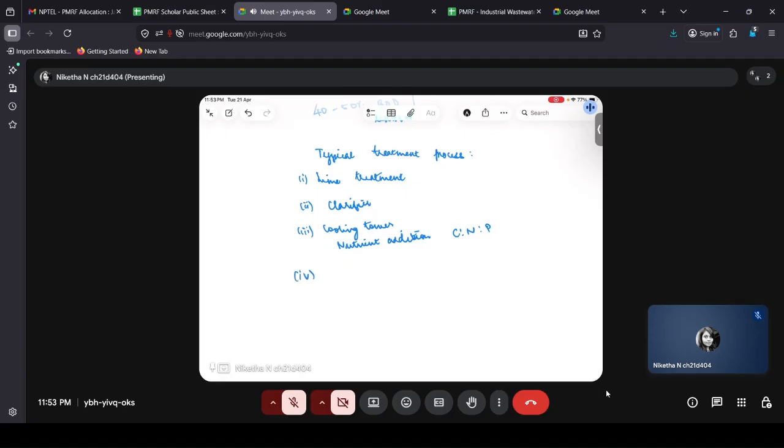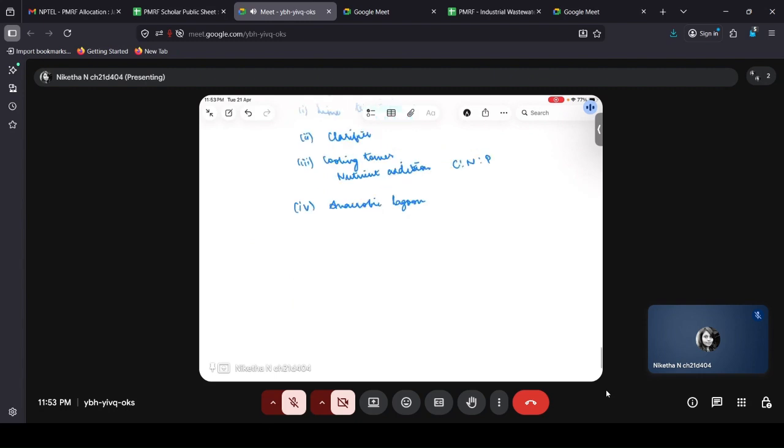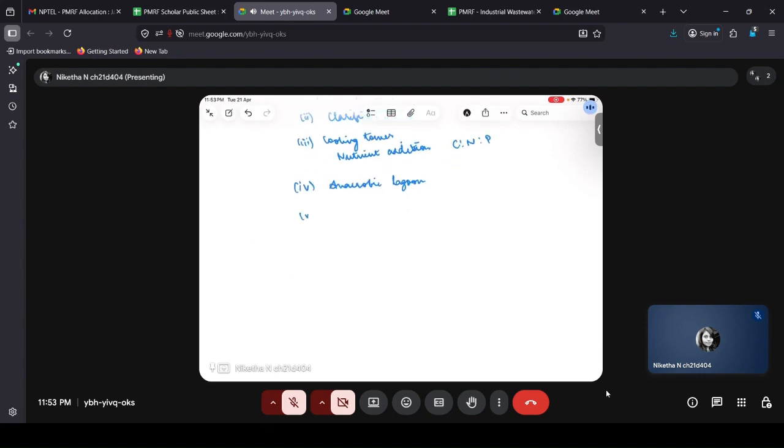The next process is anaerobic lagoon. So we've already seen anaerobic lagoon, so I'm not going to discuss it. And this is followed by aerated lagoon. So always anaerobic lagoon is followed by aerobic lagoon.